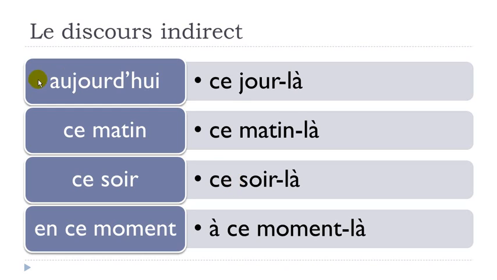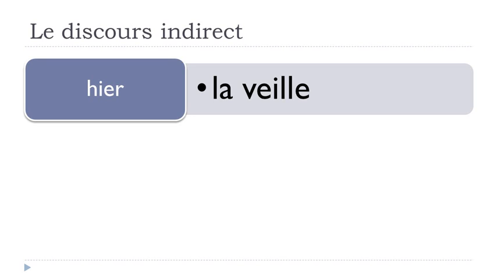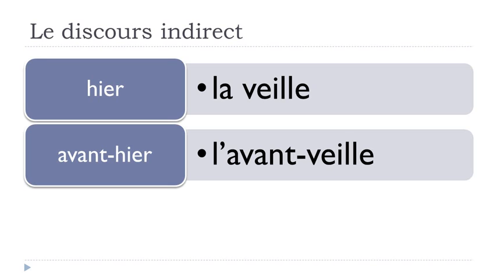Okay, so remember, aujourd'hui will become ce jour-là if you put a sentence into le discours indirect. Ce matin will become ce matin-là. Ce soir will become ce soir-là. And then en ce moment will become à ce moment-là. Okay, let's see. Hier, yesterday, will become la veille. Avant-hier, the day before yesterday, l'avant-veille.